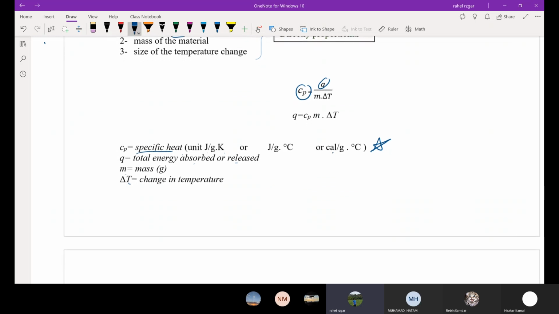If I do the cross product, Q is equal to CP times mass times delta T.